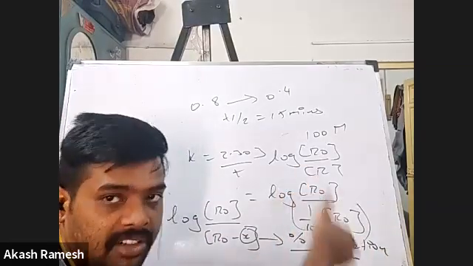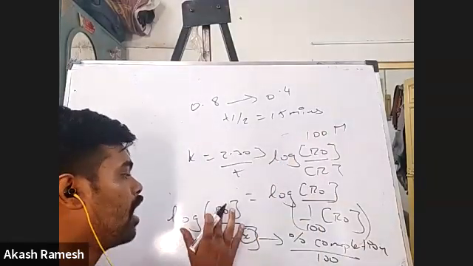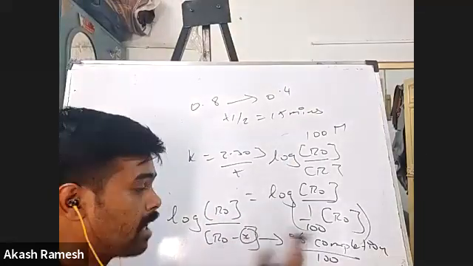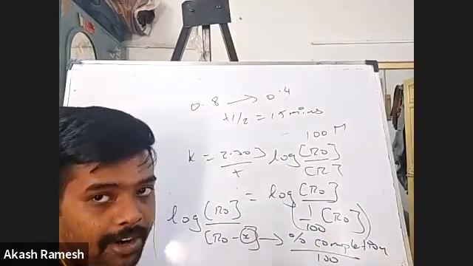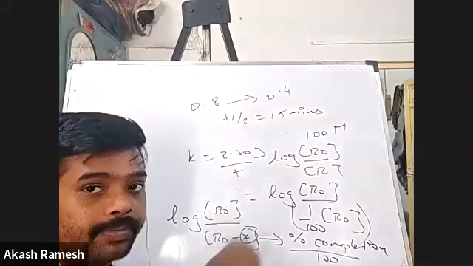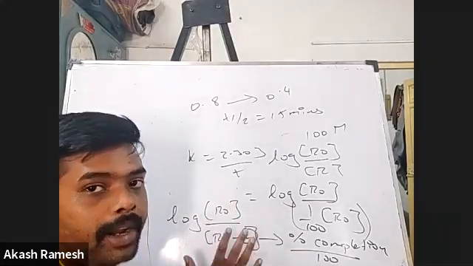1% of R naught is what is remaining. So 1 by 100 into R naught. Or I can write this equation as R naught minus x, where x is the percentage completion divided by 100. So this is my final concentration now. How much completed, how much initially I had? So that is the remaining part.